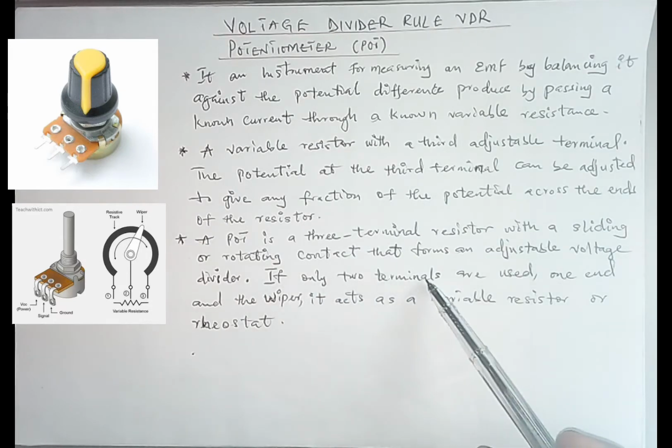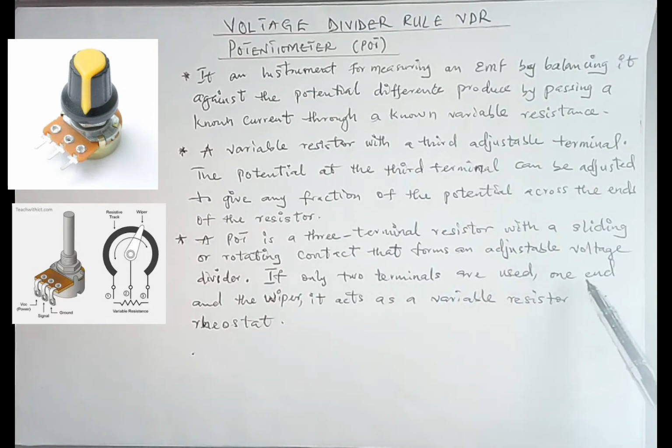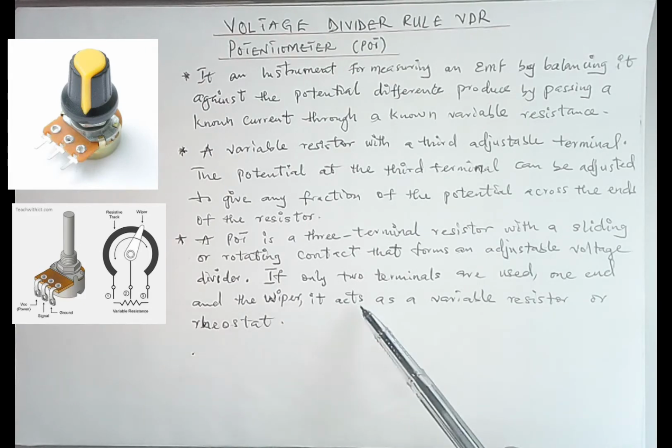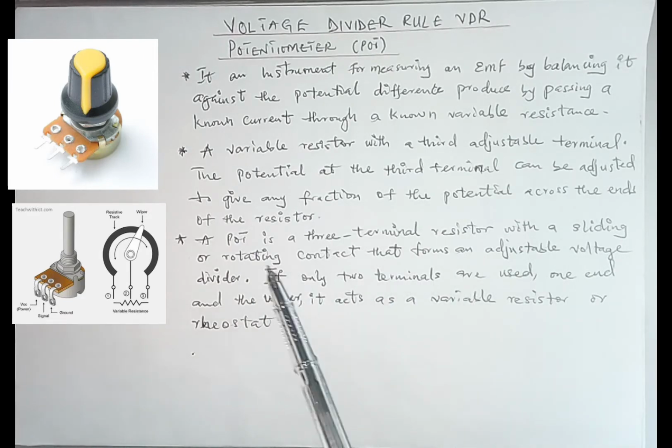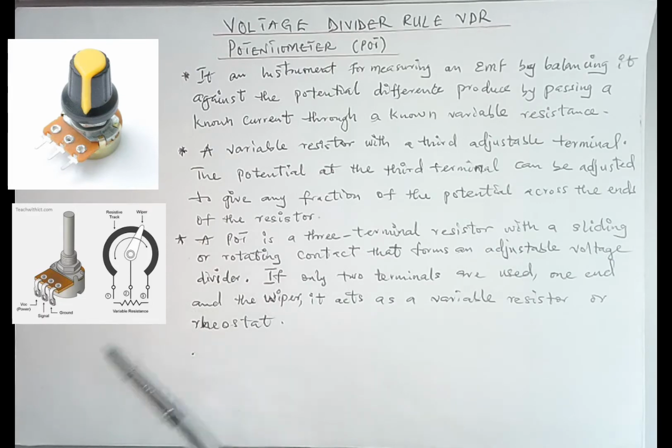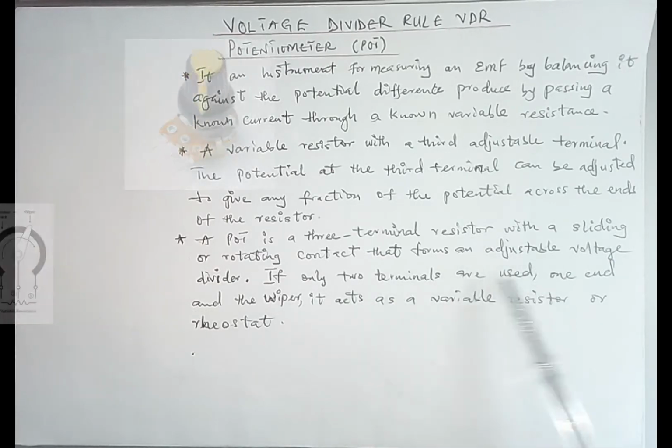If only two terminals are used, one end and the wiper, it acts as a variable resistor or a rheostat. So what does this mean? It means a potentiometer is an example of a variable resistor, which means you can easily change the resistance at any time to a desirable resistance you want. And at the same time, that is if you connect one end to the wiper.